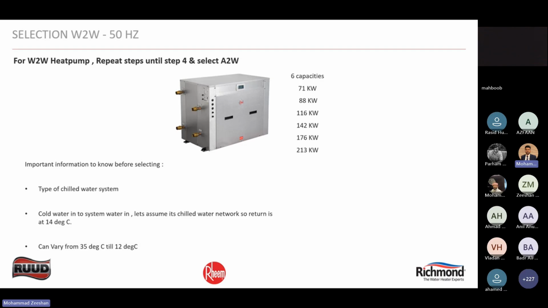If you have a cooling tower, maybe you can get a higher temperature as a return and connect it to our water to water heat pump. So it can reduce a little bit of load on your HVAC system as well. Again, the temperatures vary on the primary side from 12 degrees to 35 degrees. So you have that flexibility to choose.